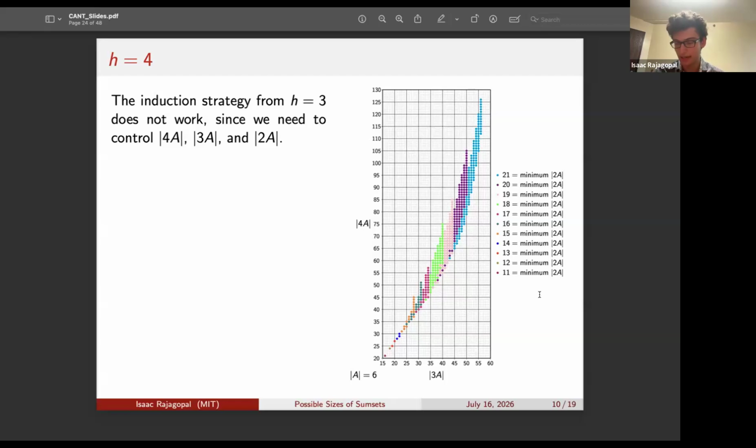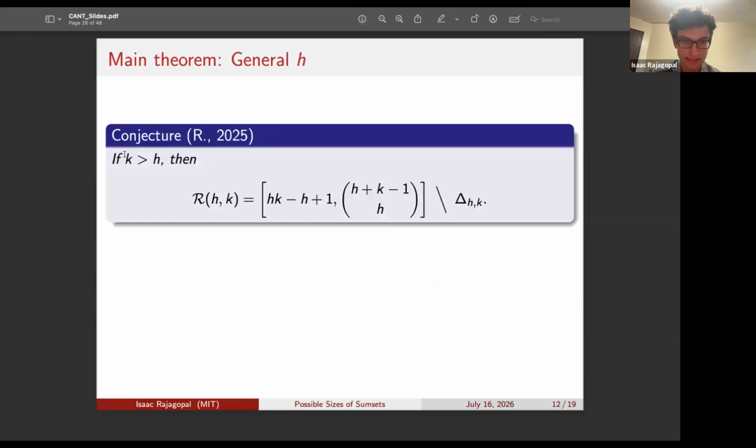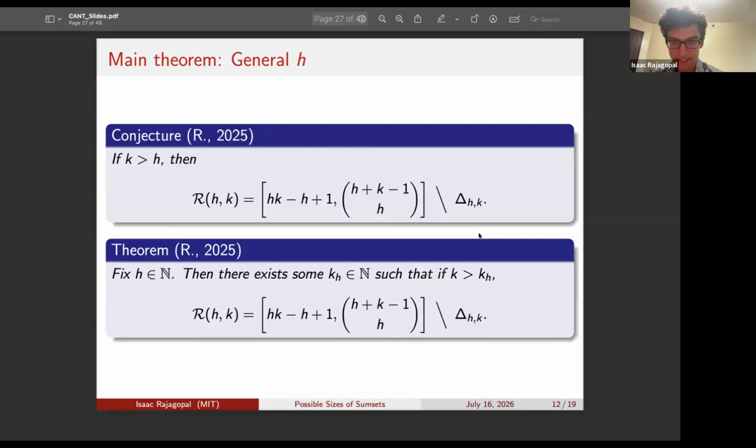And so I was quite stuck on this for a while, on how to extend this work to general h, h equals 4, h equals 5, etc. Again, we have this conjecture that as long as k is bigger than h, R of hk is the whole interval minus that missing triangle. But after a lot of work, I was able to prove this conjecture for k sufficiently large. So fix any natural number h equals 4, 5, 6, etc. And for k sufficiently large, R of hk turns out to be the whole interval minus these missing points.